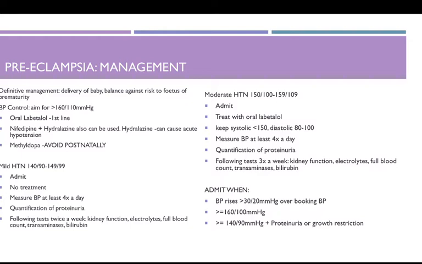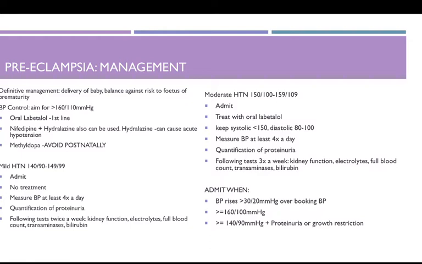Okay, this is not right. It's supposed to be aim for less than 160 over 110. And the way this is done is first line is oral labetalol. You could also use nifedipine and an infusion of hydralazine. It's important to note that hydralazine can cause acute hypotension. Or you can use methyldopa, but it's really important to stop it postnatally because of the risk that we spoke about before.